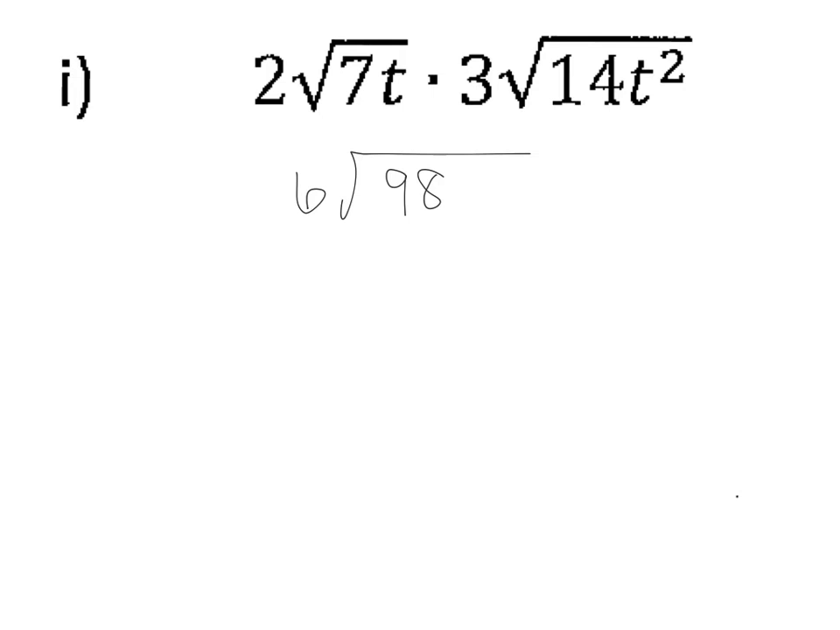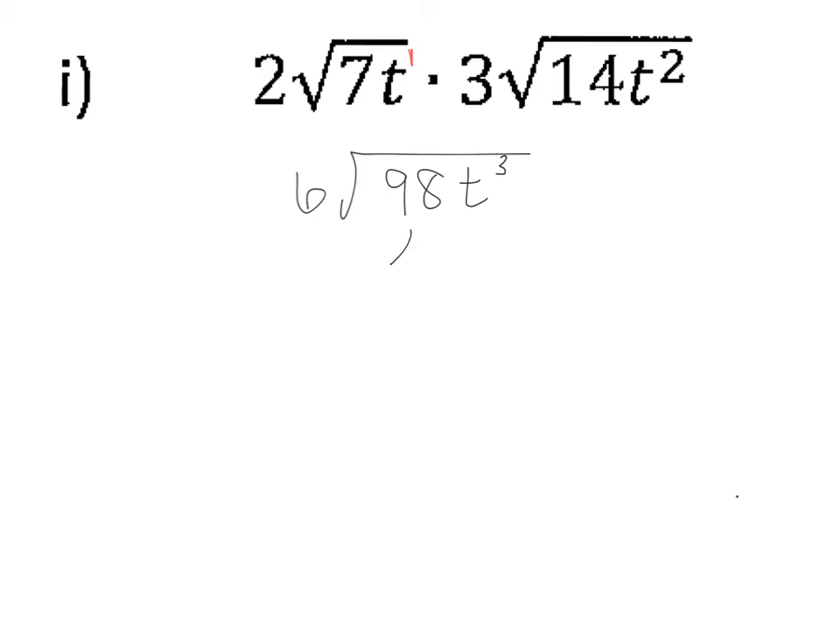Okay, now I have to still put my t's together though. I have a t here and a t here. So remember, side by side, you add your exponents. So keep in mind that there is technically an exponent of 1 right there. So I have got t to the third. 1 plus 2 is 3.